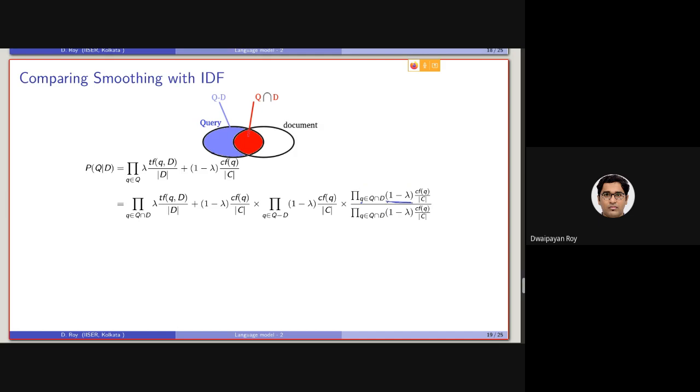Now, I will be combining the denominator with this numerator. Of course, let's first consider this part. This is all the query terms which are not in the document. For them, it is basically computing the query term generation probability from the collection. This is not dependent on the document, and this entire thing is not dependent on the document. Right? So essentially, we can.